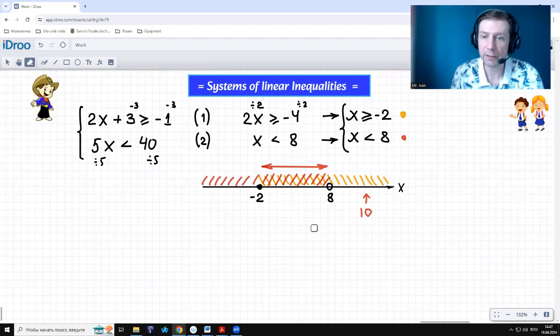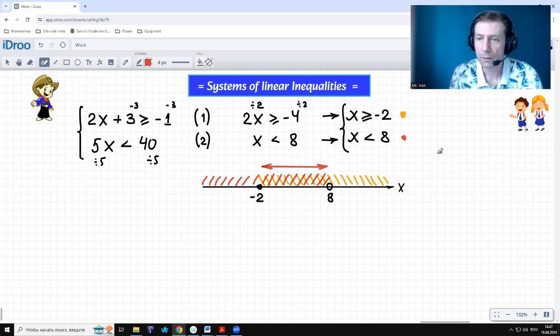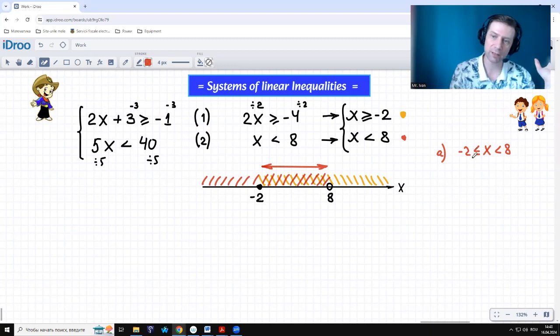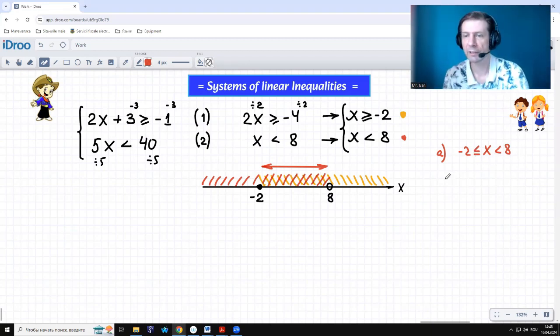And if we write the answer, again, we could do it in two ways. So the first way to write the answer is as a double inequality, x is greater than or equal to -2, less than 8. Sometimes people also say -2 is less than or equal to x and x is less than 8. But I really like to start with x. X is greater than to the left, x is less than to the right.